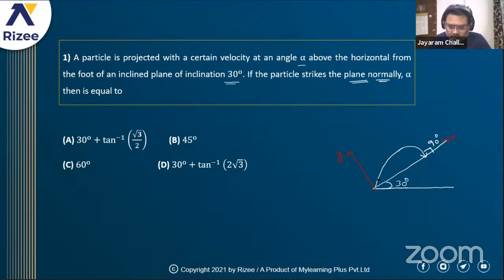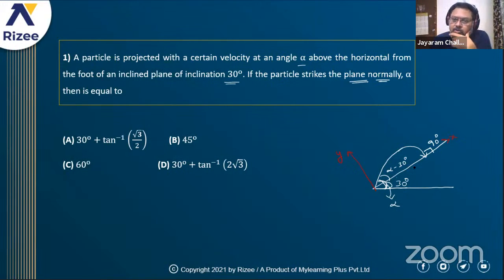And this total angle, the entire angle of projection, he has mentioned as alpha. So the angle of projection with respect to the plane will come out to be alpha minus 30 degrees.